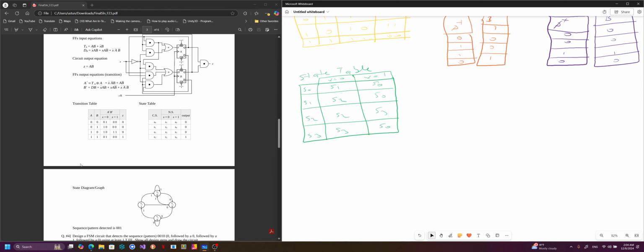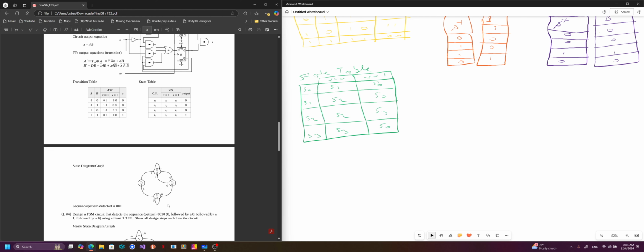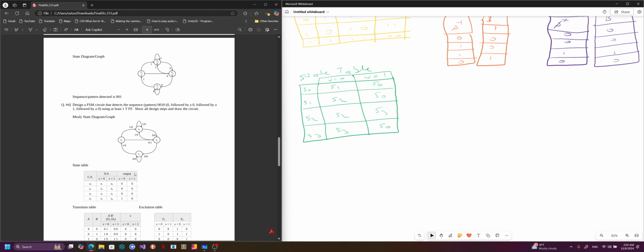And the last thing to do is drawing the diagram, depending on what the state table looks like. So this will be a reference for you to draw the state diagram or state graph. As you can see, they draw the table here, and that's the answer.